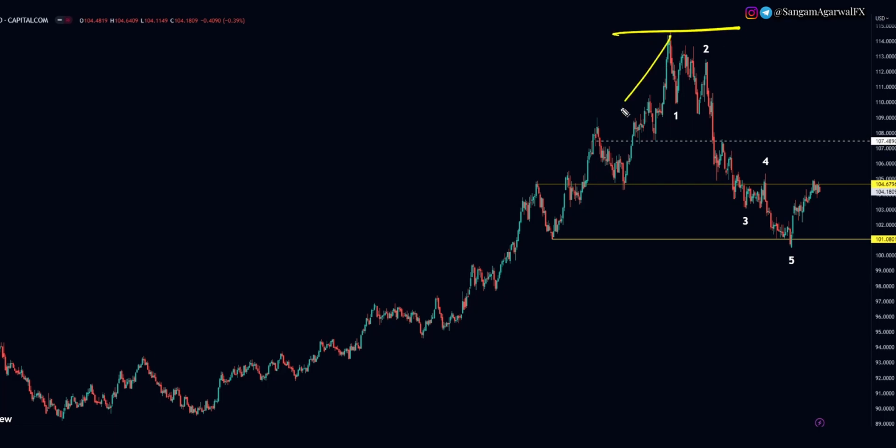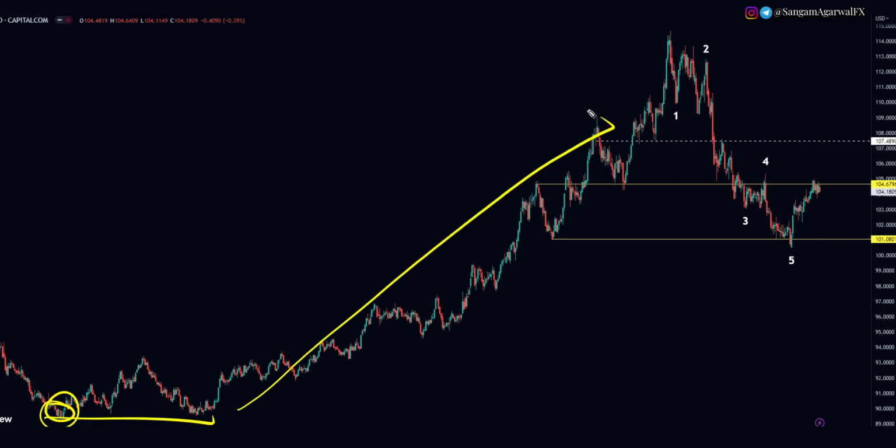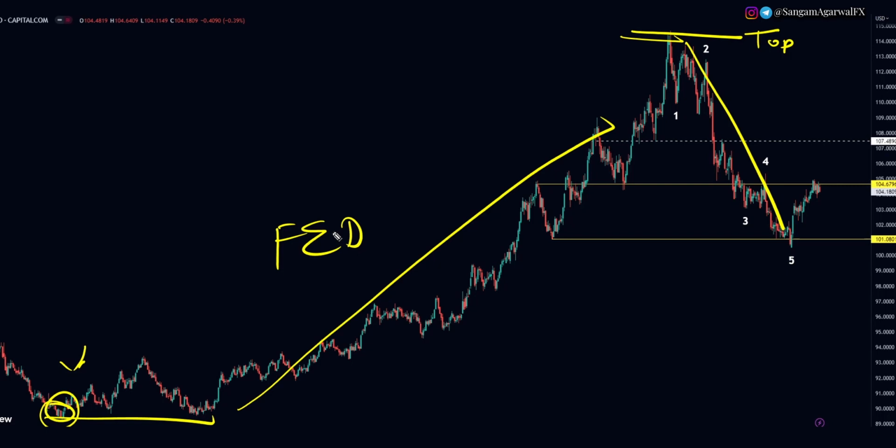Dollar index daily time frame. This was the bottom which was made before the rate hike started, and this is your top, and right now price is in the middle. And since the bottom was made before the real rate hike from the Fed, you can expect that this can be your top before the real rate cut starts.